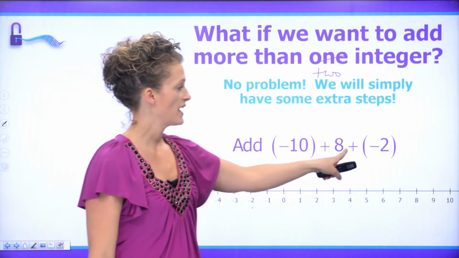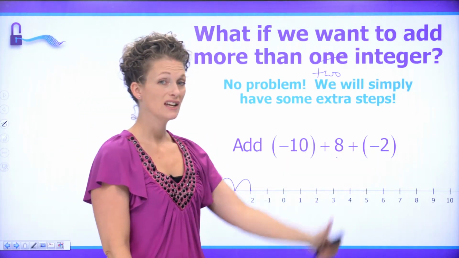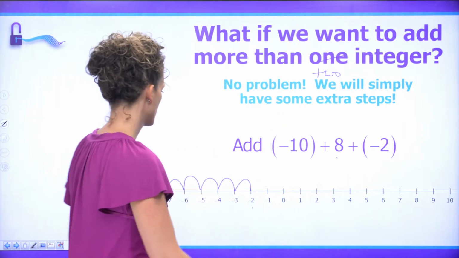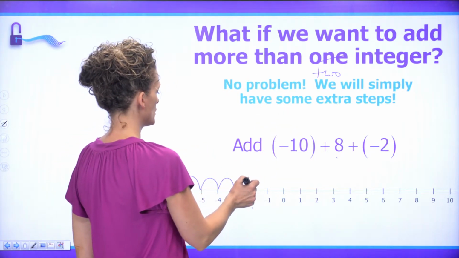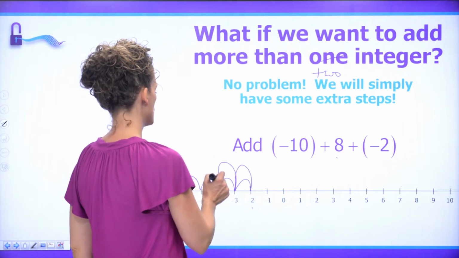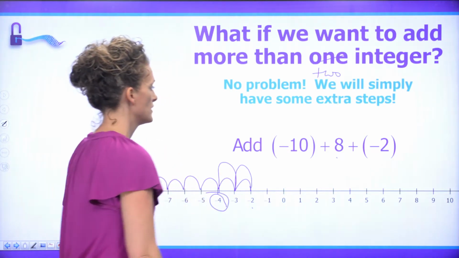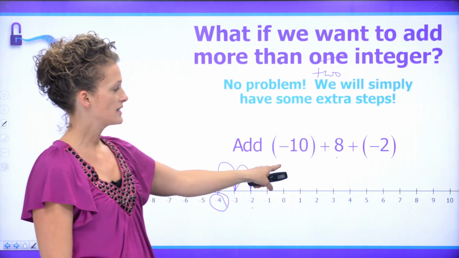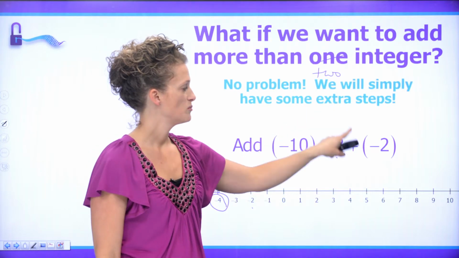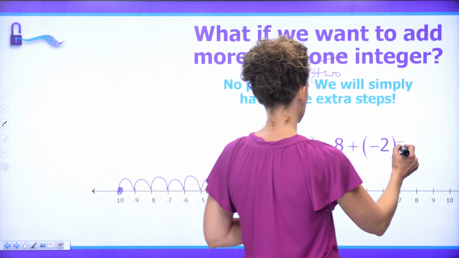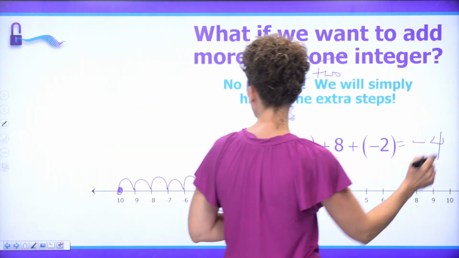But now we have to add negative 2. Negative 2 says we go back that way. So we're actually going to go back 1, 2. So that tells us that negative 10 plus 8 plus negative 2 gives us negative 4.